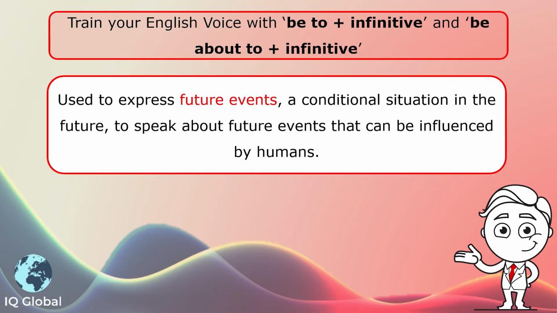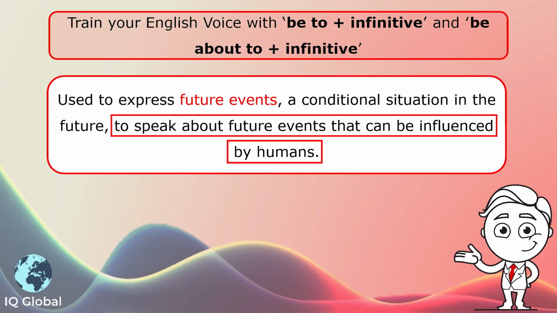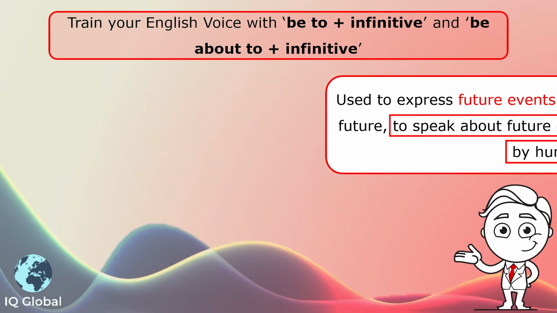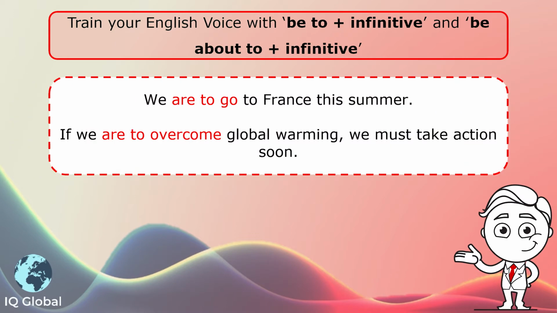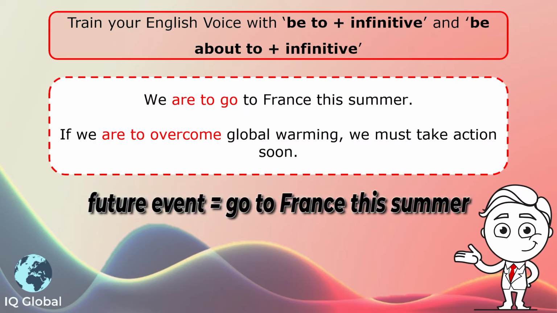We can also use it to express future events, a conditional situation in the future, and to speak about future events that can be influenced by humans. So the first example, we are to go to France this summer. The future event, go to France. This is something that will happen this summer. It's happening in the future.